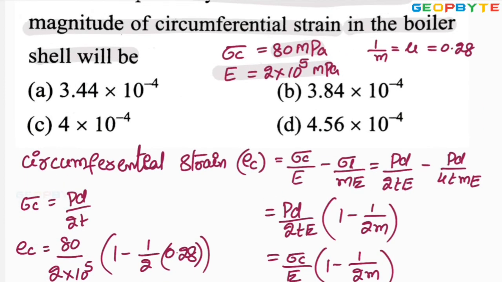Look at the answer. Look at the option A. Option A is absolutely correct. 3.44 into 10 power minus 4. Let us go for the next problem.